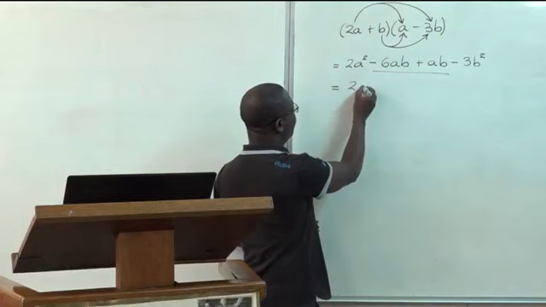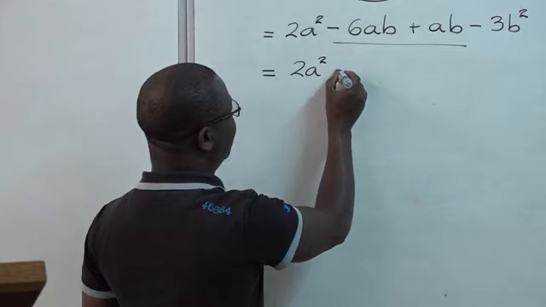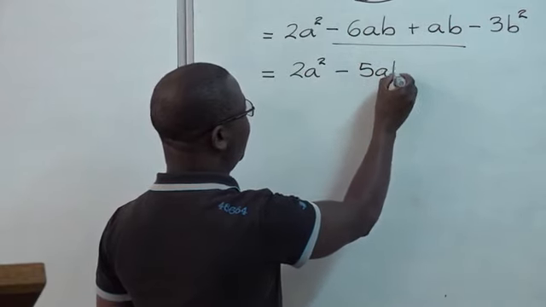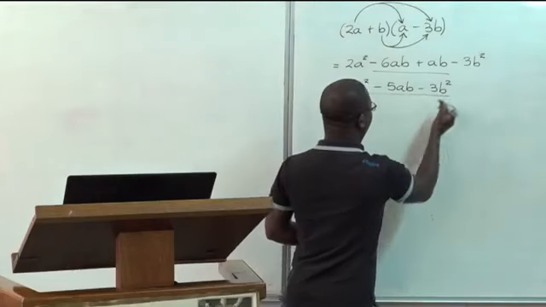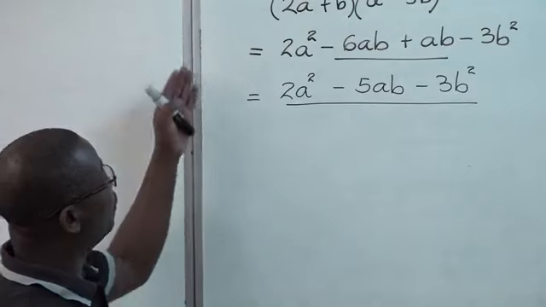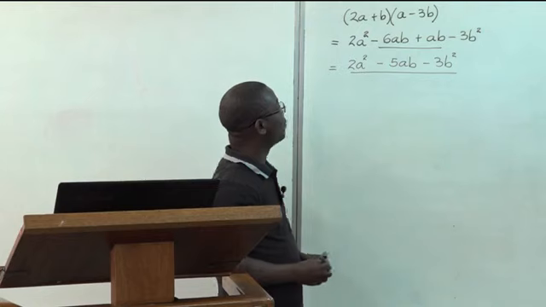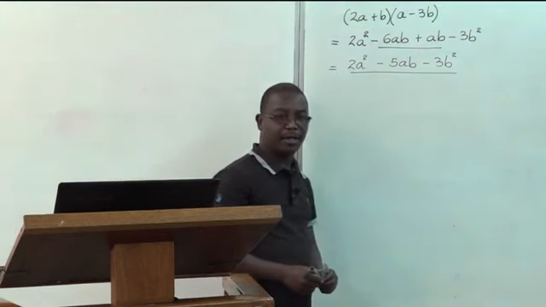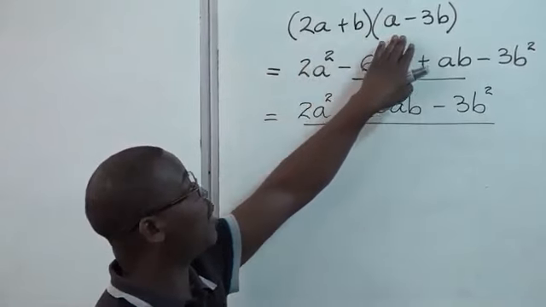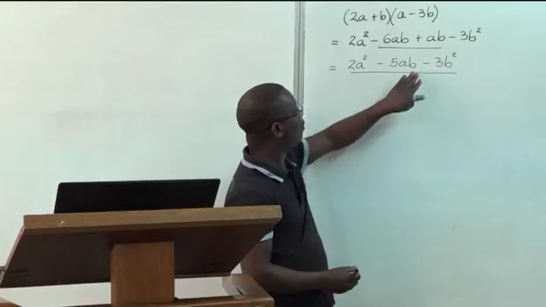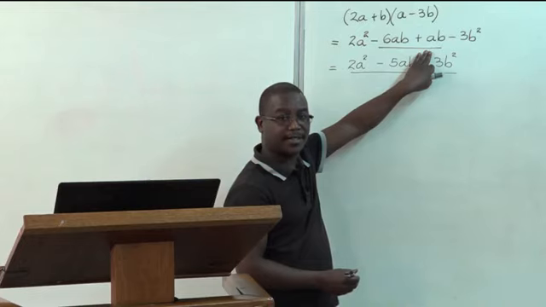This becomes 2A squared. Minus 6 plus 1, it becomes minus 5AB, and then minus 3B squared. That becomes our answer. So the multiplication using the distributive law still follows the same process as we did with the monomial and the binomial, only that now we have got two terms in the first bracket to multiply the two terms in the second bracket. We also need to simplify that middle part of the expression which carries the like terms.